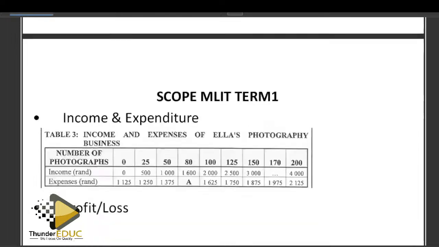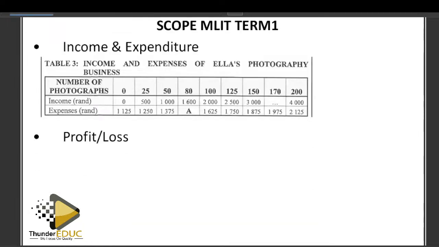In the same exam, we expect to look at income and expenditure. What I want you to understand here, when we look at income and expenditure, first and foremost, understand how we get the income. We get income after sales have been made. If there's anything that you're selling, that's how you get the income. Income is obtained after selling, after sales.